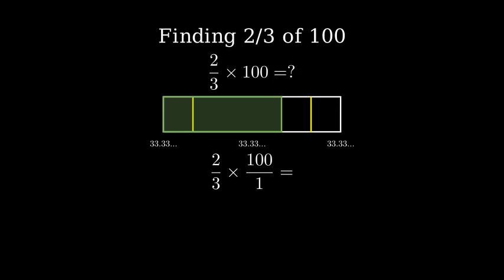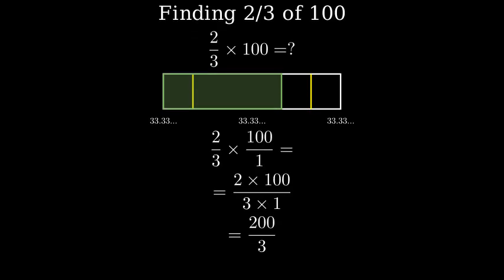First, we can rewrite 100 as 100 over 1. When multiplying fractions, we multiply the numerators together and denominators together. Let's multiply. 2 times 100 equals 200 in the numerator. 3 times 1 equals 3 in the denominator. So we have 200 divided by 3.